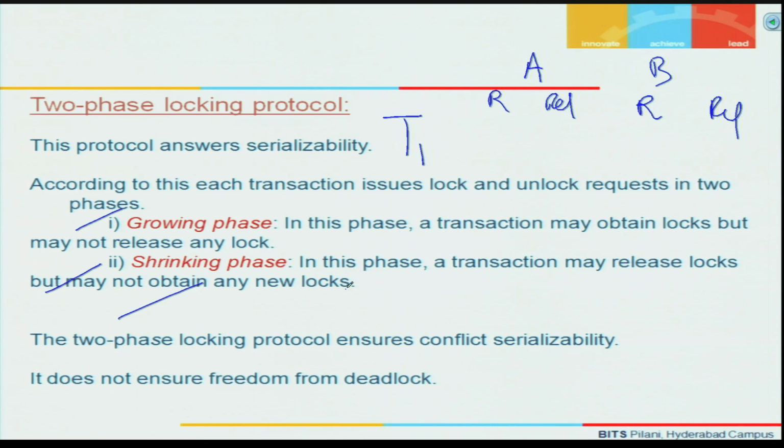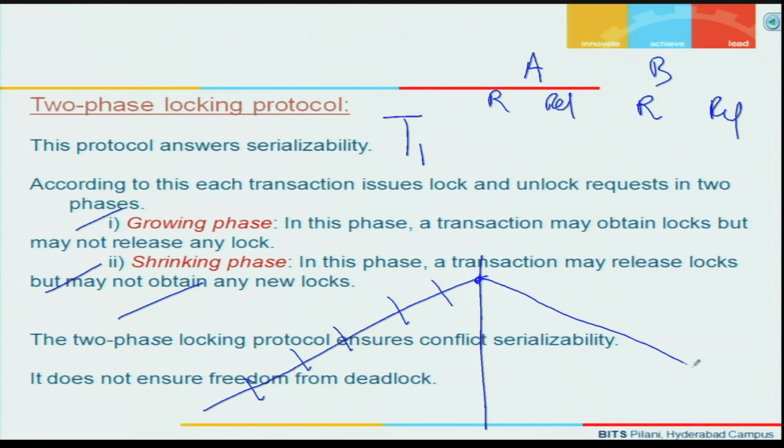What happens in the growing phase? In the growing phase, a transaction may obtain locks but not release any of the locks. That means in the first phase, independent of when the given data item is required by the transaction for processing, it will keep on acquiring locks on the data items. This is called the growing phase, or locking phase, and once it has acquired a lock on the last data item which is required for the processing, it will enter the releasing phase, the unlocking phase, or what is called the shrinking phase.